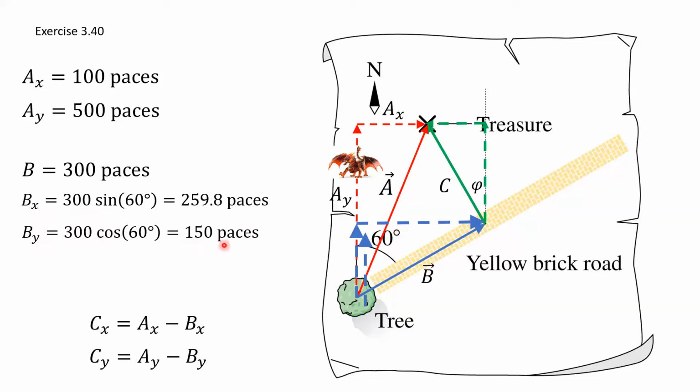This comes out to be a nice whole number. I think this is worth memorizing. The cosine of 60 equals the sine of 30, right? 60 plus 30 equals 90. Cosine of 60 equals the sine of 30, and I know that the sine of 30 is 1/2. Half of 300 gives us that 150 paces. Now, does that mean that you're actually going to walk 150 paces north and then 260 paces east? No, there's no need for that. Just take the 300 paces directly down the brick road as stated in the problem.